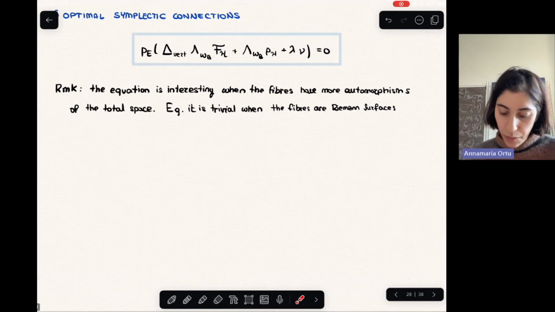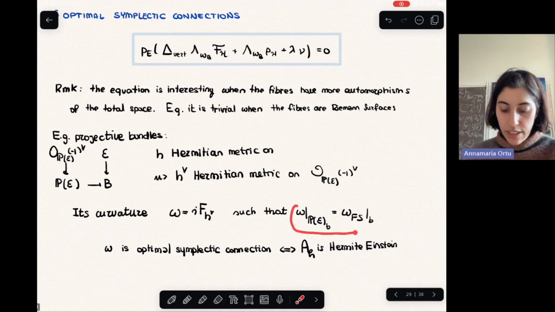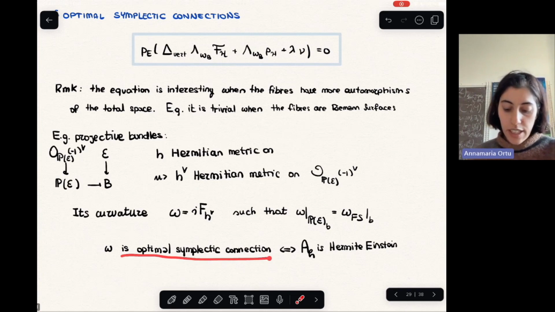And so one way to maybe look at it, going back to the projective bundles, is that if you have a projective bundle and projectivize it as before, and take a Hermitian metric on it, then this Hermitian metric induces a Hermitian metric on the dual of the tautological bundle, and its curvature restricts to a Fubini-Study metric on each fiber. But what happens is that Fubini-Study metrics are not unique because projective spaces have many automorphisms. And so in this case, the optimal symplectic connection is equivalent to having a Hermite-Einstein connection.